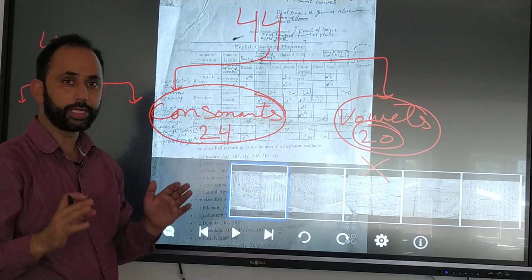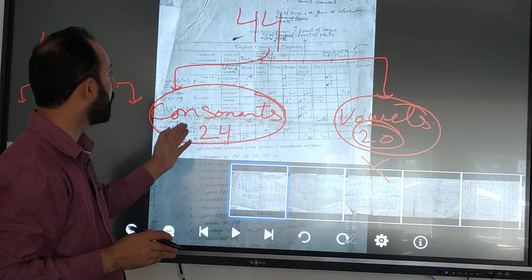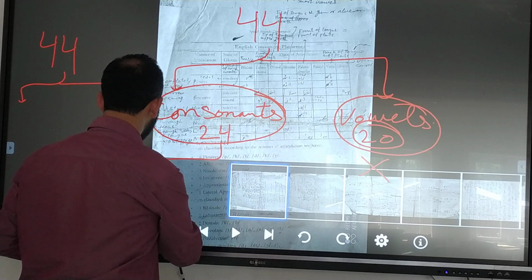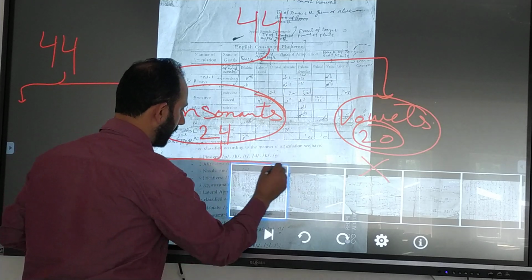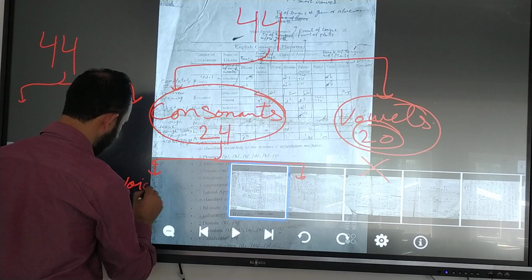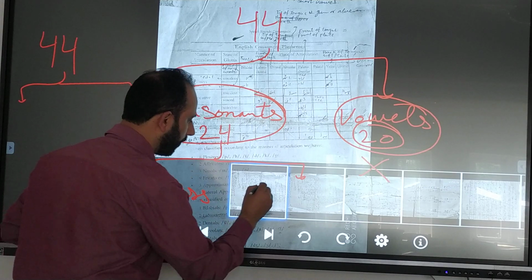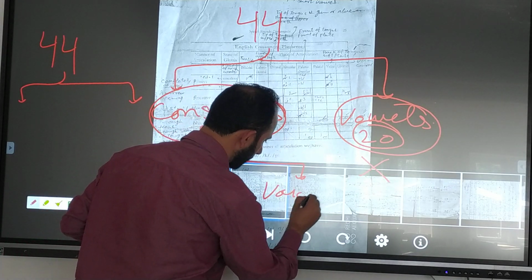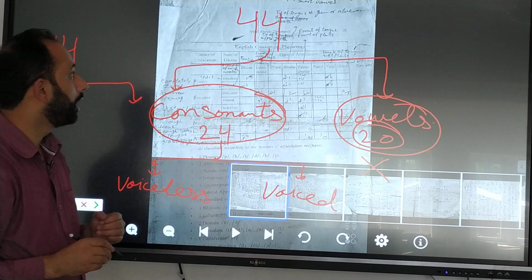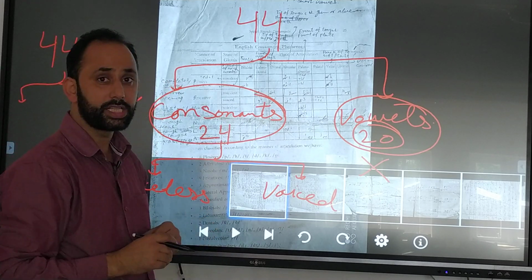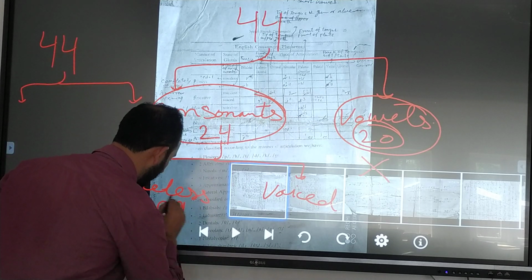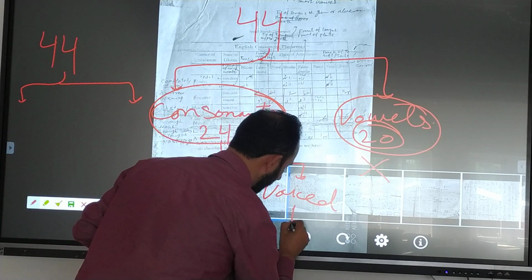I had told you that consonants are 24, and these consonants are then divided into two types, that is voiceless and voiced. I have already told you that there are 9 voiceless sounds and 15 voiced sounds.